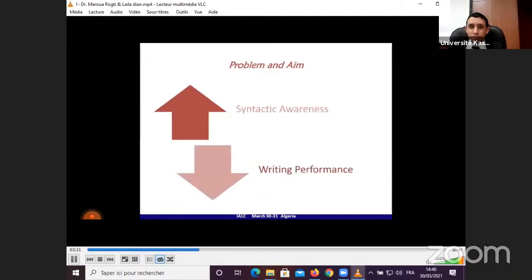In the IALC classes, teachers may struggle to engage their students to write effectively, and this might be because writing can be considered as one of the most difficult skills.